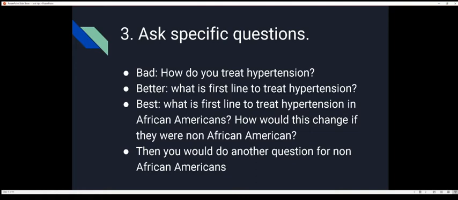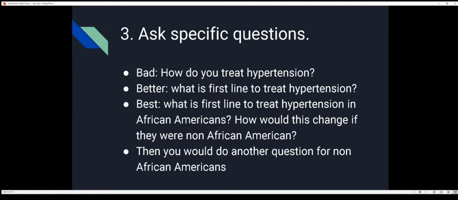So you're going too broad. What is the first line treatment for hypertension? Well, what ethnicity are you looking at? Are you looking at African Americans? Are you looking at white people? Are you looking at Asians? Big difference. I talked to you recently, Mitchell, about how with African Americans, if you use the first line agents, there's a 40% chance of them not working.